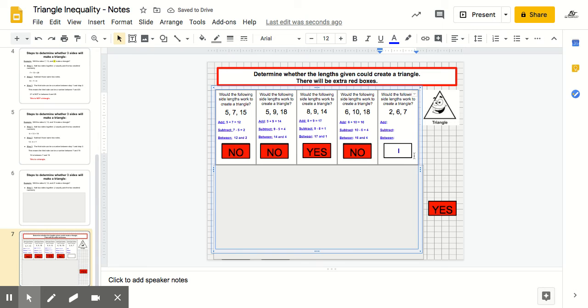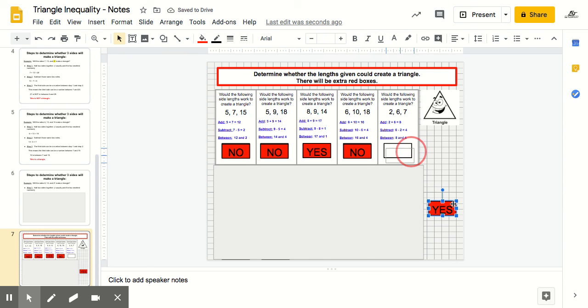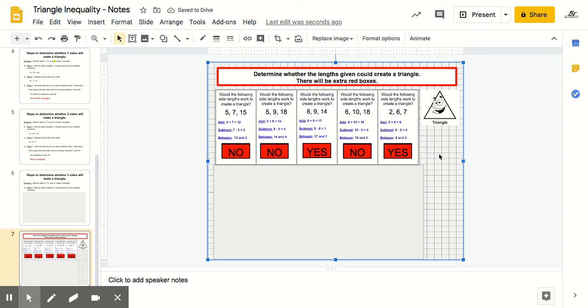Okay, we'll do one more. Will the sides 2, 6, and 7 make up a triangle? Well, let's add two sides together. I'm going to add 2 plus 6. 2 plus 6 is 8. Then I'm going to subtract 6 minus 2. 6 minus 2 is 4. Now I know my third side length is going to have to be a number in between 8 and 4. Is 7 in between 8 and 4? Yes, it is. So I know that these three sides make up a triangle.